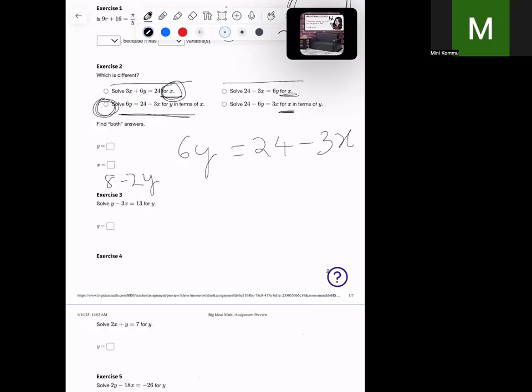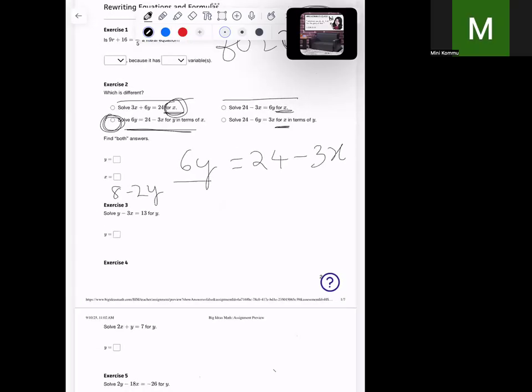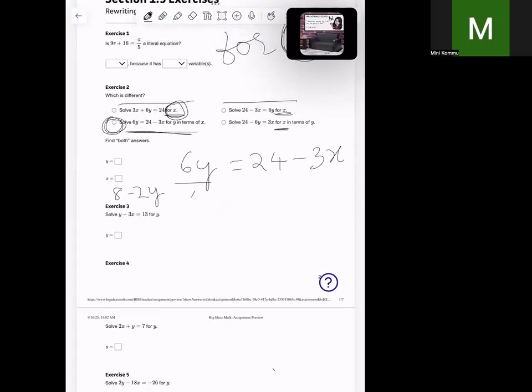Observe the left-hand side of the equation. 6y. 6 is being multiplied with y. I want to get rid of 6. How do I do that? Over 6 on the left side. And whatever you do on the left side, do it on the right side. So what you have is y. Again, remember what I said? This 6 belongs to both 24 and 3. 24 is being divided by 6 and negative 3 is being divided by 6. So y is equal to 24 divided by 6 minus 3 over 6x.